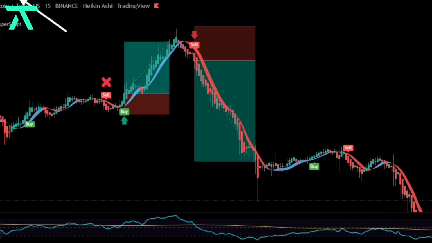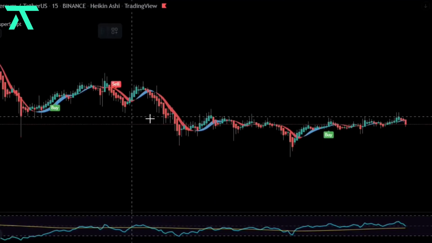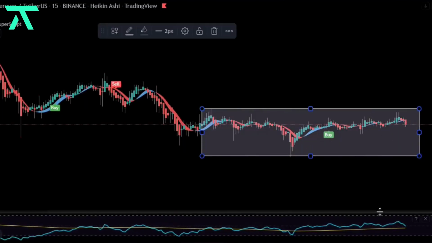Let's test this strategy briefly in the atrium chart. There is no signal in this area of the chart and the price chart is in range mode.